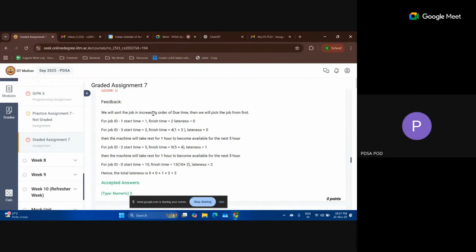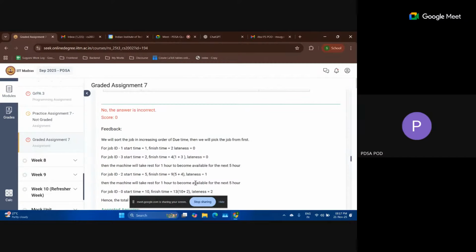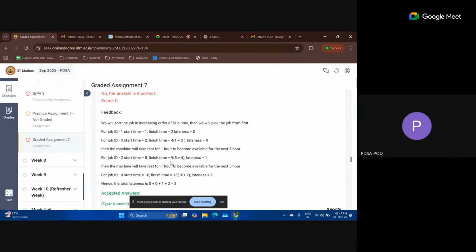See, here it is saying that you should sort the jobs in increasing order of due time. You can just sort according to the increasing order of this due time also. That will also be fine, because the lateness will be zero anyways, and then here you can just include the lateness whenever after the 5 hours, when it is starting, the start time is 5 hours. So here you can just include 1 hour. The extra 1 hour can come over here. This is also a correct method only. You can follow this way also.